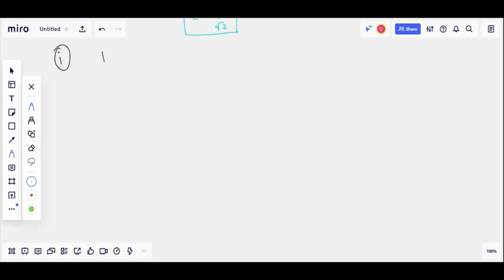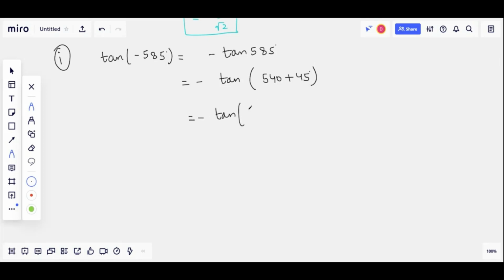This one says that we need to find the value of tan of negative 585. Again, tan is an odd function, so the minus comes outside. Now 585 we'll try to write as a multiple of its time period, which is 180. So this is nothing but 540 plus 45, and 540 is nothing but 180 times 3. So we have 180 times 3 plus 45, and this is nothing but negative of tan of 45, and tan 45 is nothing but 1. So the answer is minus 1.